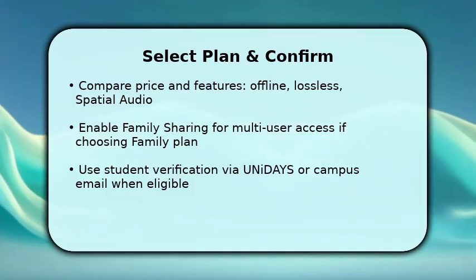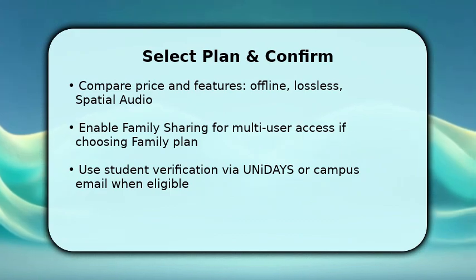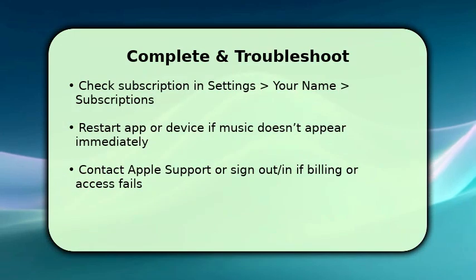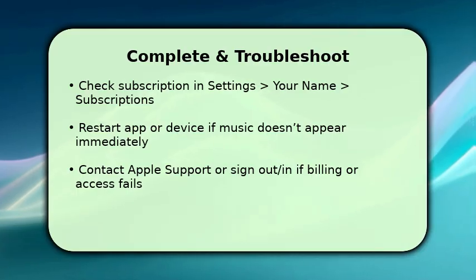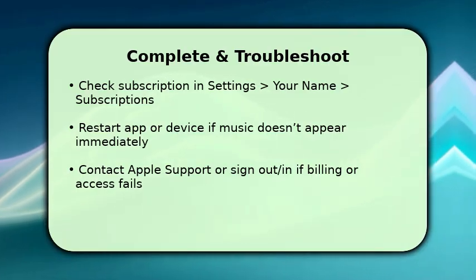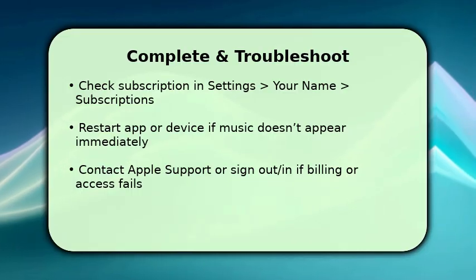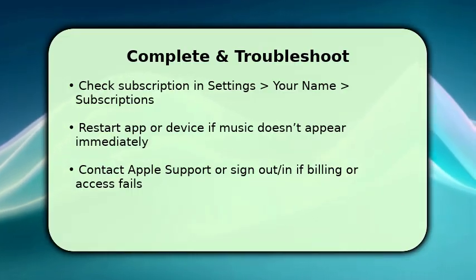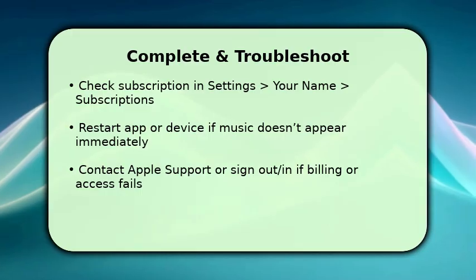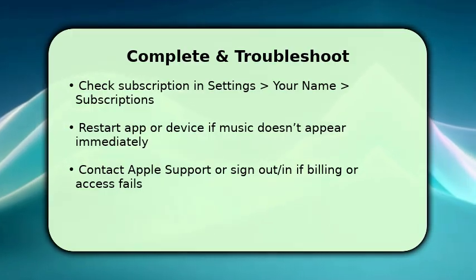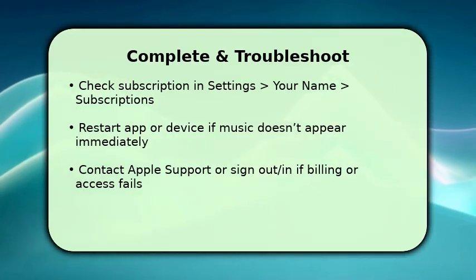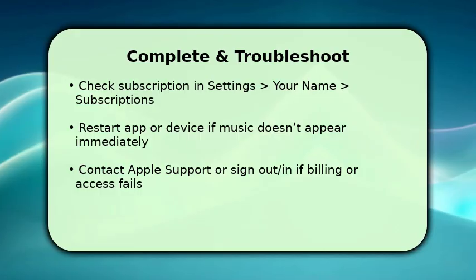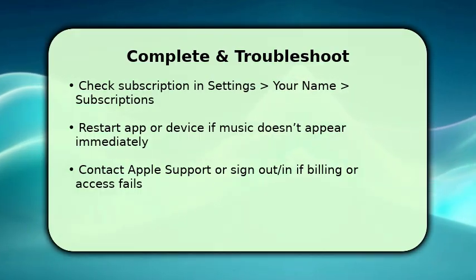Then finish by verifying the subscription is active. Go to Settings, tap your name, then Subscriptions to see Apple Music listed. Open the Music app and sign in if needed. Your library and recommendations sync once enabled. If content doesn't appear, restart the app or device and confirm you're on the same Apple ID. If billing errors or access problems persist, sign out and back in, and if that fails, contact Apple support. This resolves most payment or region-related issues quickly.